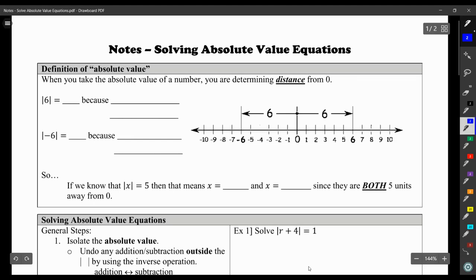Solving absolute value equations. When you take the absolute value of something, you're determining the distance away from zero. It doesn't matter if you move left or right to get to that number, so the sign is not important. The direction you're moving is not important. What's important is how far you move. For example, when we take the absolute value of 6, we end up with a 6, because 6 is 6 units away from zero.